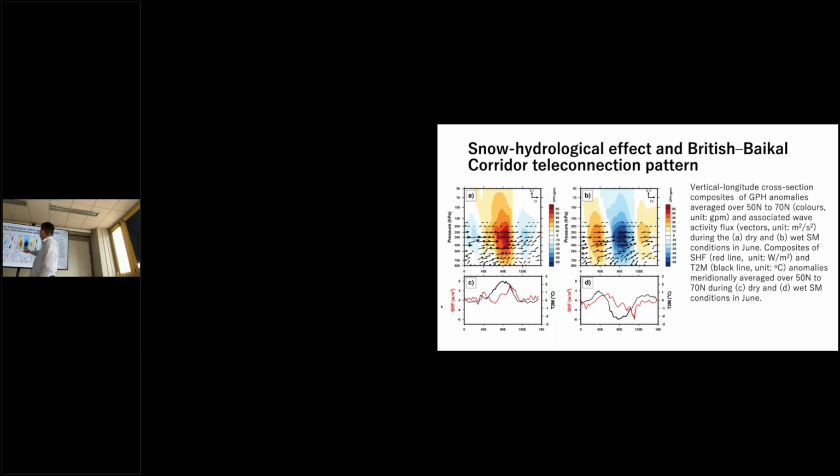So if we look at the West Siberia regions, we could see a slightly slanted vertical structure. So that indicates the land influence could propagate to the atmosphere. And actually, if we look at the wave activity flux, we see vertical propagations. So that indicates that we could have some forcing from the land to the atmosphere in a particular phase.